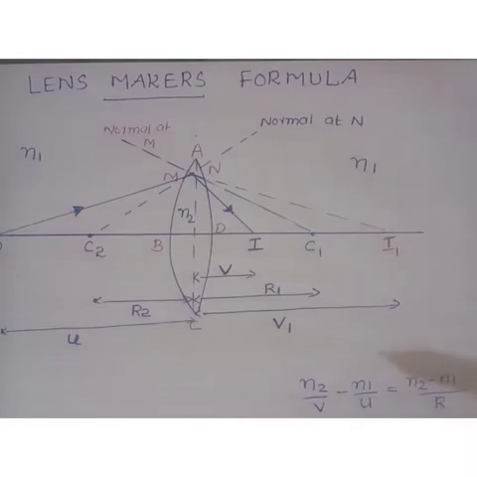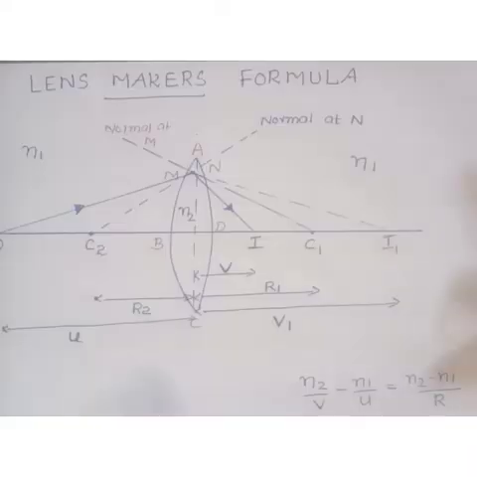So what's the relation? The formula relates the focal length of a lens to the refractive index of the lens material and the radius of curvature of its two surfaces. This formula is used by manufacturers to design lenses of required focal length from a glass of given refractive index.